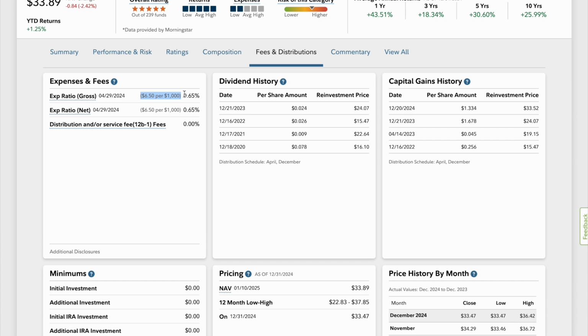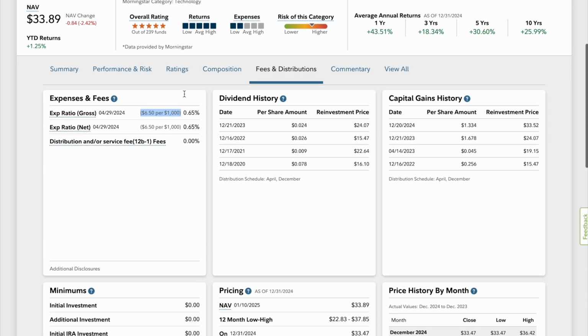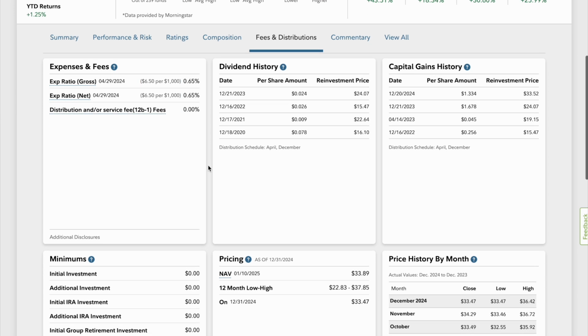So you have to keep that in mind. But when you compare the rates of the performance, you can clearly see that you are getting your money's worth with this. Dividend history, you've been getting about 2 cents basically every year, 2023, 2024, 2021, 2020, you were getting a dividend. It's not much, but you were going for growth.